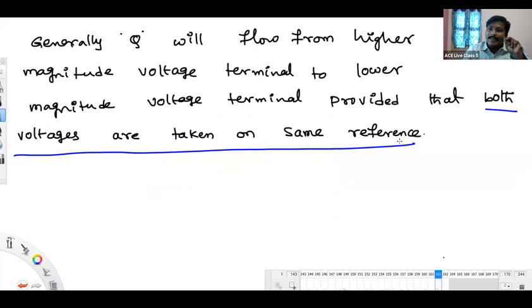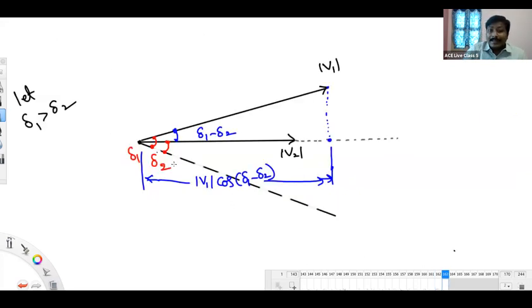Both voltages taken on the same reference means it's not a common reference here. Whichever bus you are standing on, that bus voltage itself we should take as the reference, and we should refer the other bus voltage onto that. Then we compare these two voltages to decide whether that bus is delivering reactive power or absorbing reactive power.